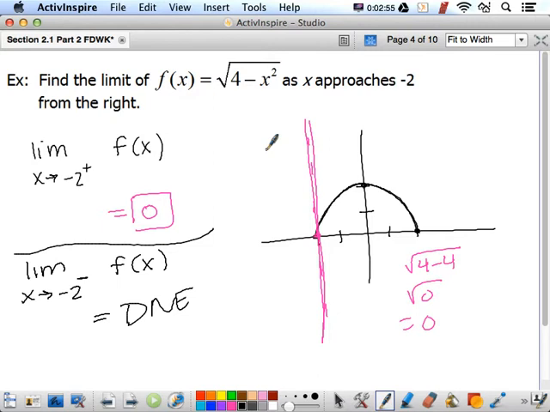So what do we say about the limit as x approaches negative 2, not from the left or right, but from both directions? It does not exist. In order for the actual limit to exist, you have to have the left and right coming to the exact same number. If one doesn't exist and the other does, you still can't say the limit exists there.